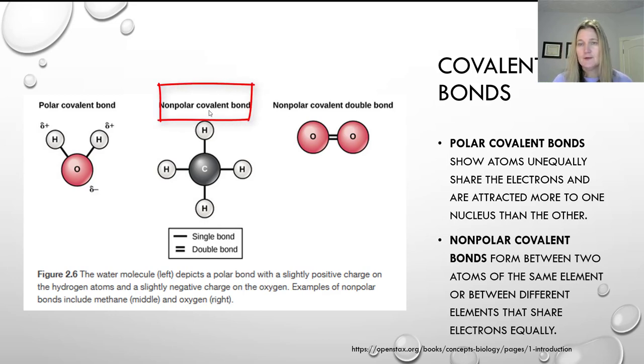All right? So think polar covalent bond, unequal sharing. Nonpolar, equal. All right? So here's another example of a nonpolar covalent bond. We have 2 oxygen atoms. They're going to form a double bond, so they're going to share their electrons with each other at the same rate. So you see 2 lines there, that means a double bond. So they're actually sharing a total of 4 between them.